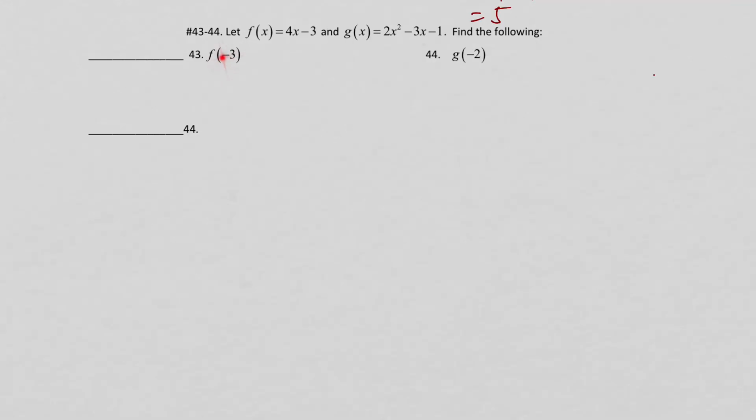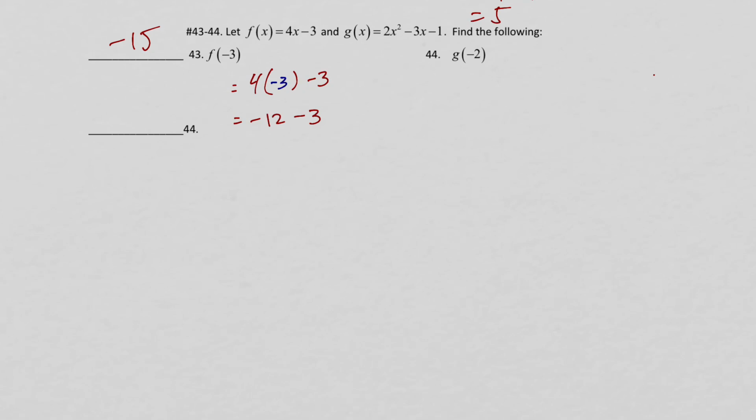To find f of negative 3, I'm going to plug negative 3 in for this. So we're going to have 4 times x minus 3, and x is negative 3. So this will give us a negative 12 minus 3, or negative 15.